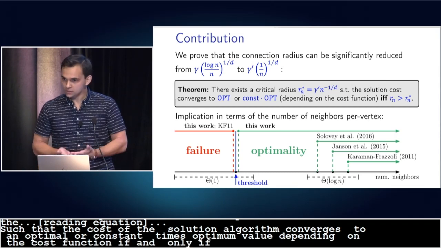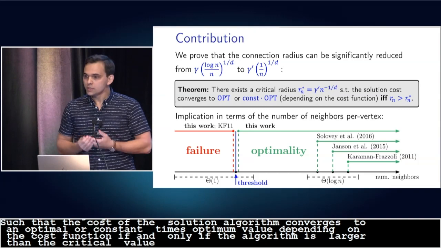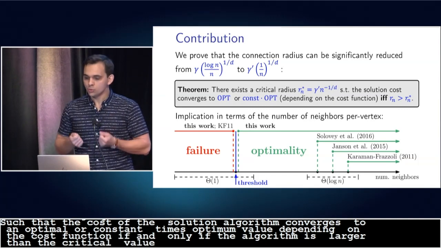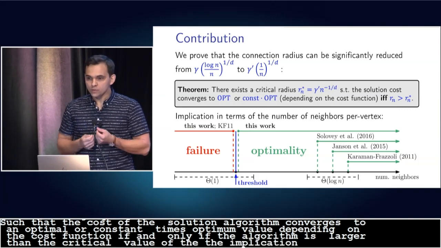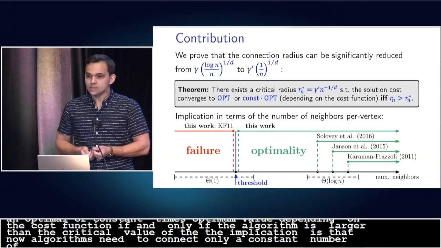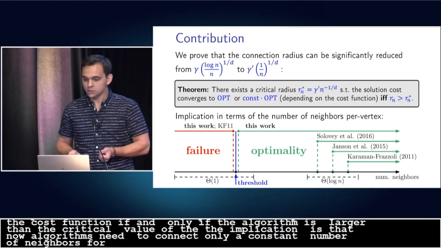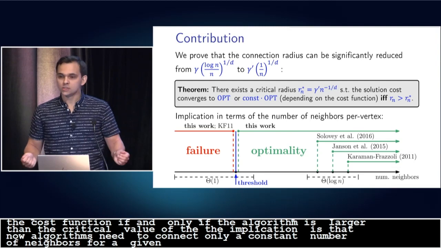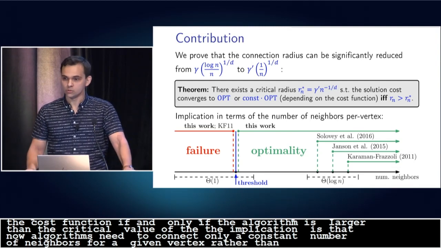So the implication is that now sampling-based algorithms need to connect only a constant number of neighbors for a given vertex, rather than log n connections, as was suggested by previous work, including the Karaman and Frazzoli paper.